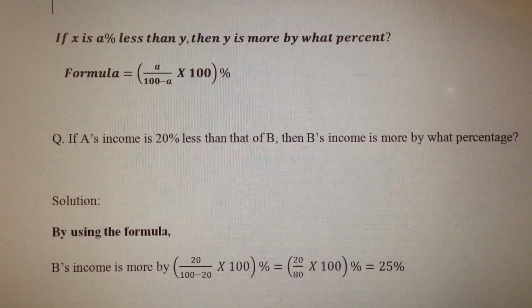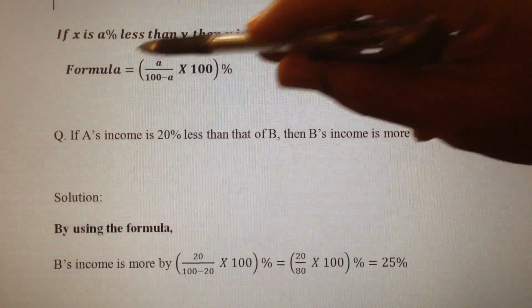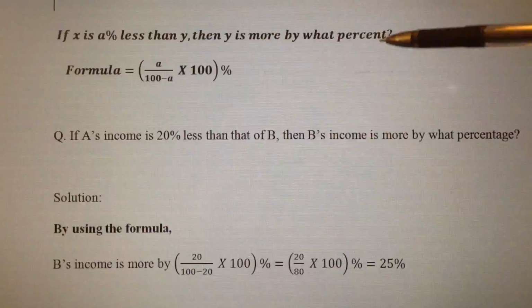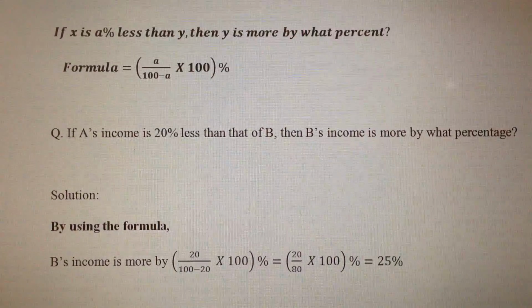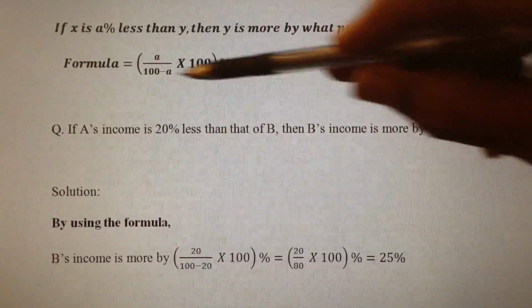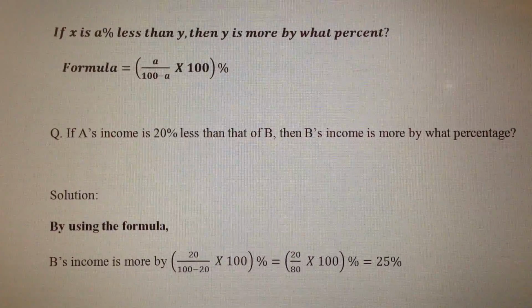In the earlier one, x is a% greater than y. Here, x is a% less than y, then y is more by what percent? The formula is a by (100 minus a) into 100, where a is the given percentage. Okay, let us see, taking up a small example.